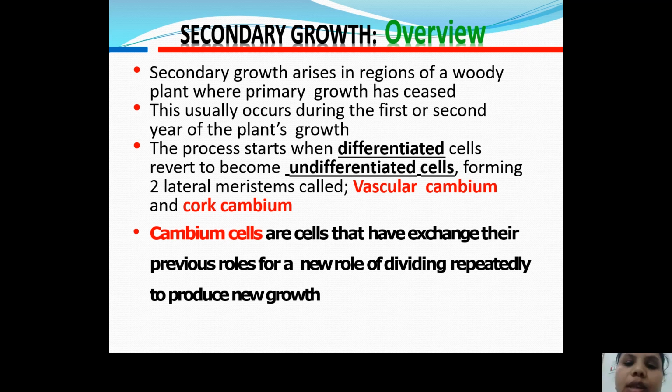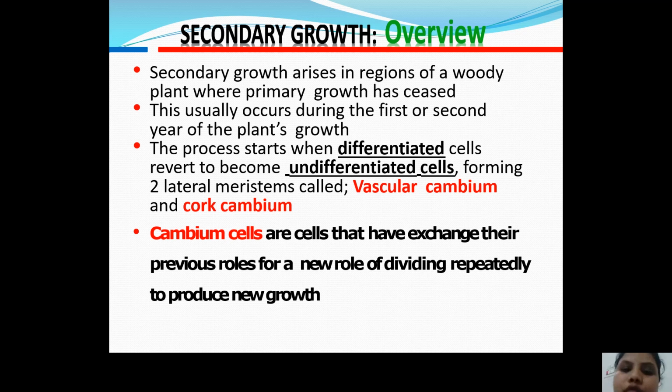In secondary growth, the width of the plant increases. Not only does the height of the axis increase, the width of the plant also increases. The increase in the width of the plant is because of the activity of the secondary meristems, which are the vascular cambium and the cork cambium. Now, this vascular cambium gives rise to secondary xylem and secondary phloem. And the cork cambium gives rise to periderm.